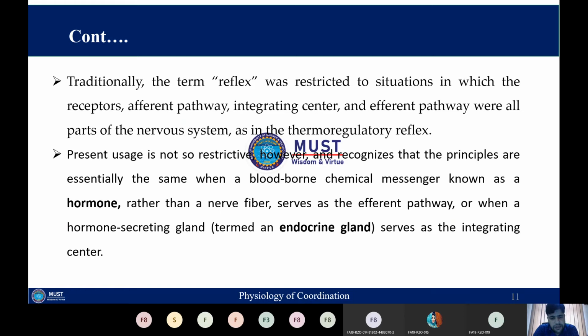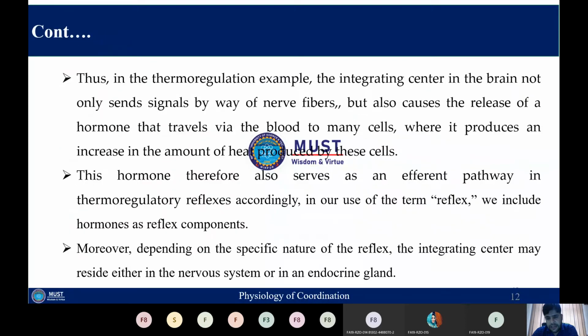For example, I have told you that a hormone can behave as a messenger and move via the efferent pathway, and sometimes it can also move via the afferent pathway toward the integrating center, which is called an endocrine gland. In this case, the brain will not be considered the integrating center.